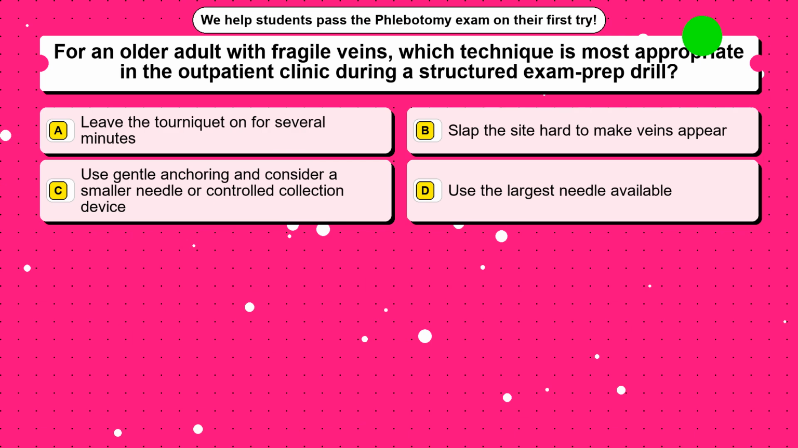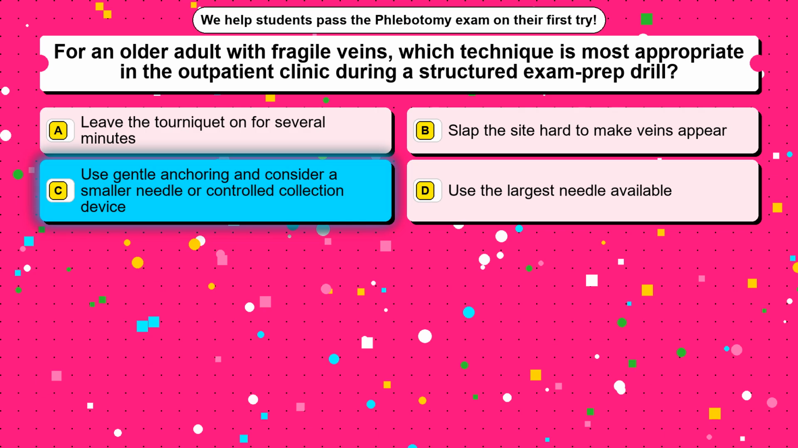Question 88. For an older adult with fragile veins, which technique is most appropriate in the outpatient clinic during a structured exam prep drill? Option A. Leave the tourniquet on for several minutes. Option B. Slap the site hard to make veins appear. Option C. Use gentle anchoring and consider a smaller needle or controlled collection device. Option D. Use the largest needle available.